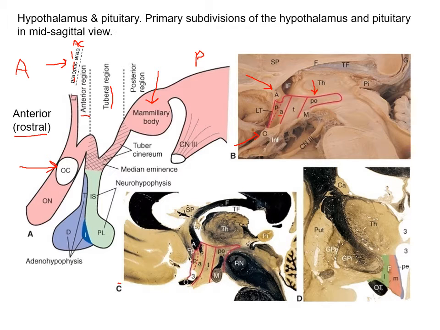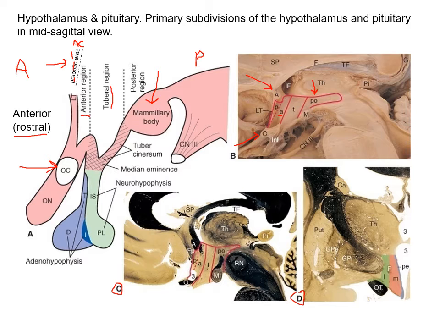These zones in C are shown in a parasagittal view, and so they do extend laterally into the cerebral hemispheres a little ways. So in addition to this anterior-posterior arrangement of zones, the hypothalamus is also divided into medial and lateral zones, which is best appreciated in D in the coronal section. So D is a close-up of a coronal section showing you these zones.